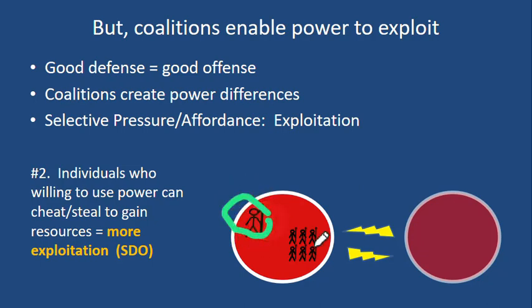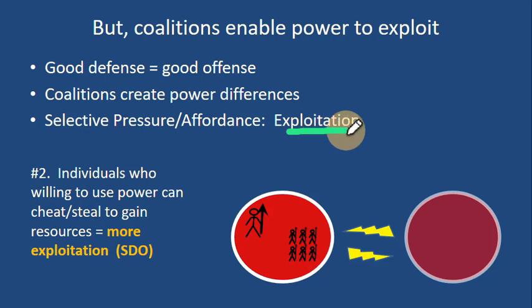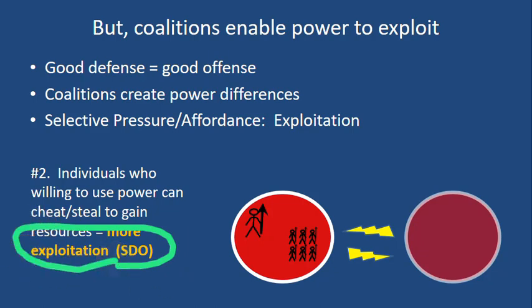So you have some leader or leaders and some people that are trying to work together. But once you have that kind of institution or those kind of power differences, there's the opportunity for exploitation. So some individuals will be willing to use that power to cheat or steal to gain more resources, that would be the exploitive SDO orientation that we see in politics.